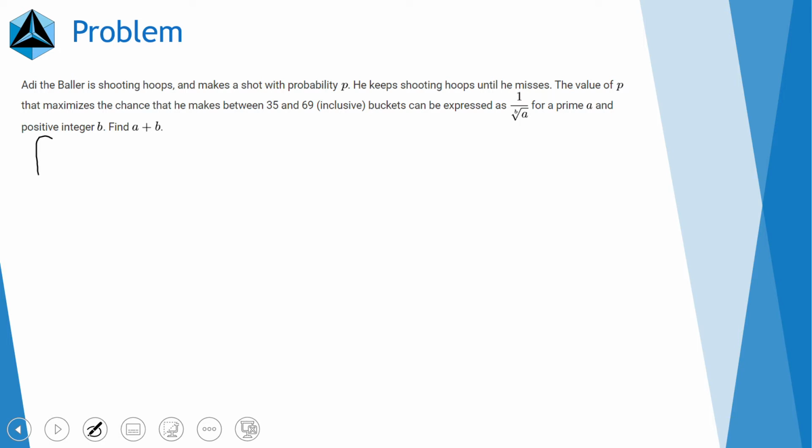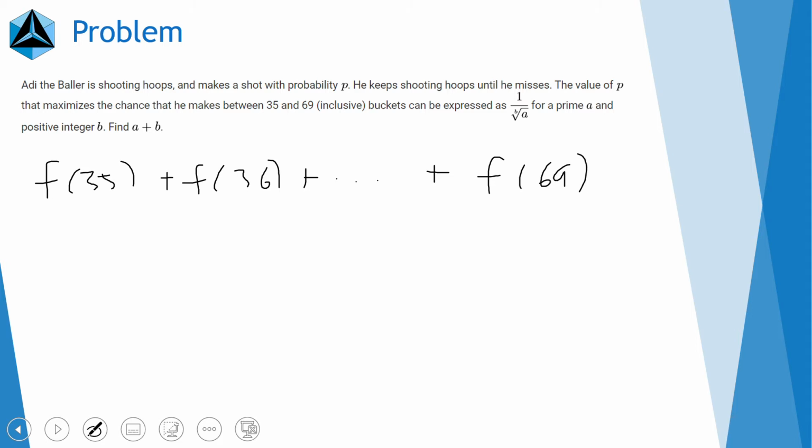So what we want to do for this problem is, if we let f of x be the chance that Audie makes exactly x shots, which means that he makes his first x shots and then misses the next one, then we want to find f of 35 plus f of 36 plus all the way to f of 69. So now we just want to evaluate each function individually.